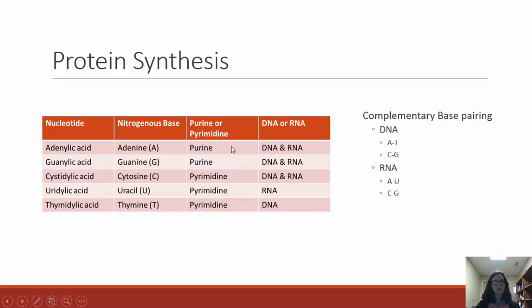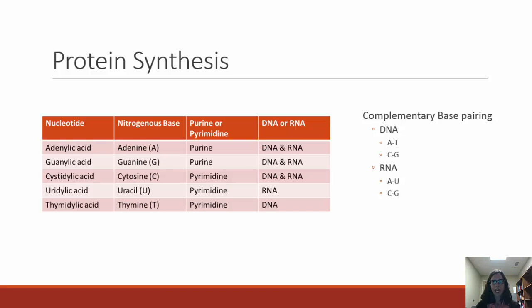And you can see that here we have adenine and guanine are both purines that are contained in both DNA and RNA. Cytosine is a pyrimidine that's in both DNA and RNA. And just as a review, the pyrimidine that differs between RNA and DNA is the uracil that's in RNA or the thymine that's in DNA.